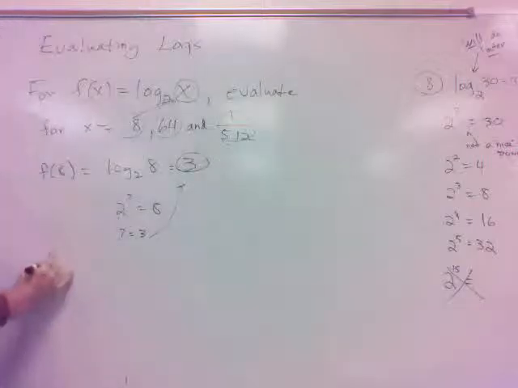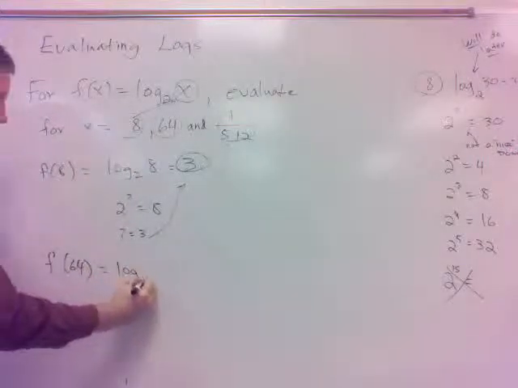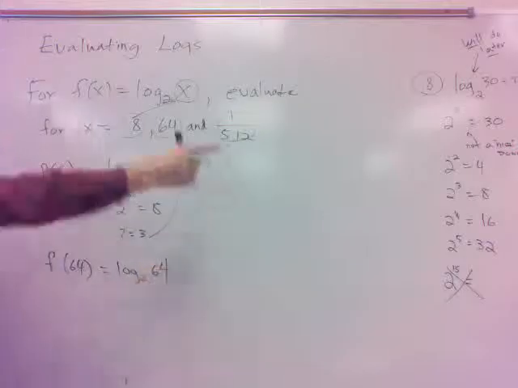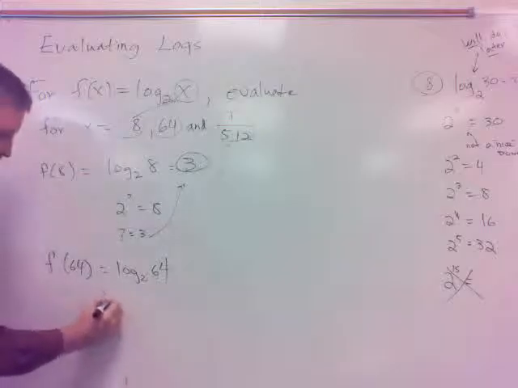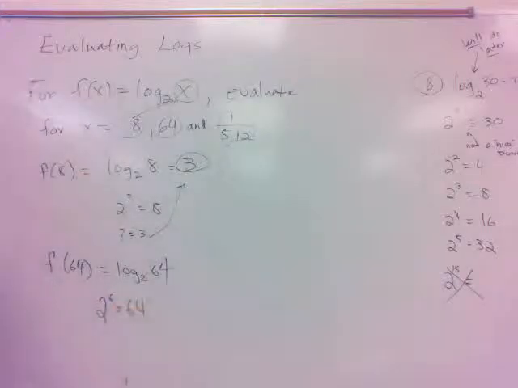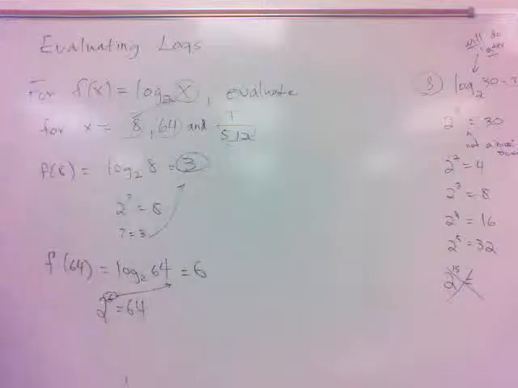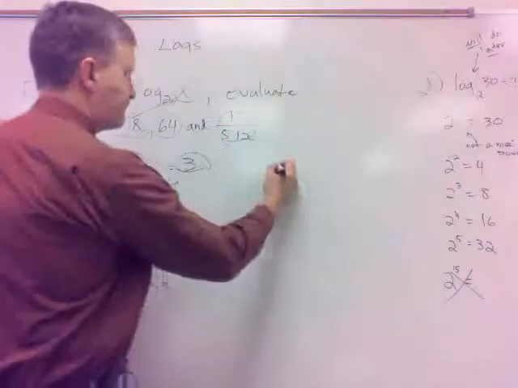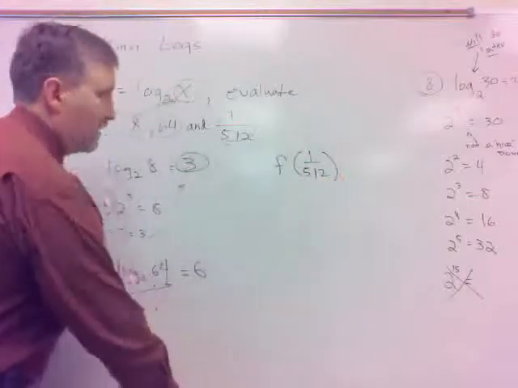All right. Then it wants me to do f of 64. X is 64, so that'd be log base 2 of 64, which I didn't get to over there on my powers. What would that one be? 6. 2 to the 6 gives me 64. Yeah, so this one equals 6. Okay? And last but not least, f of 1/512.